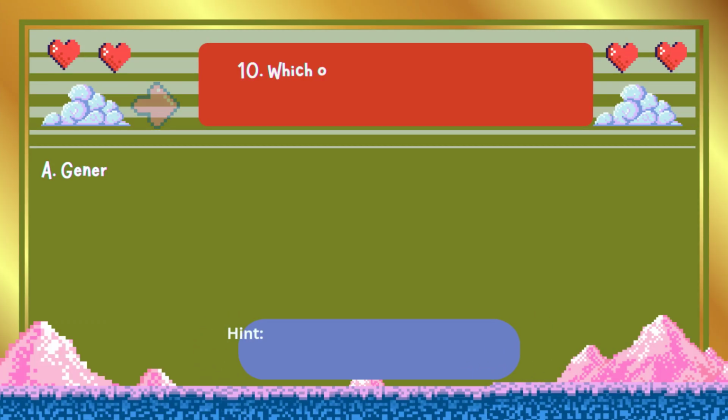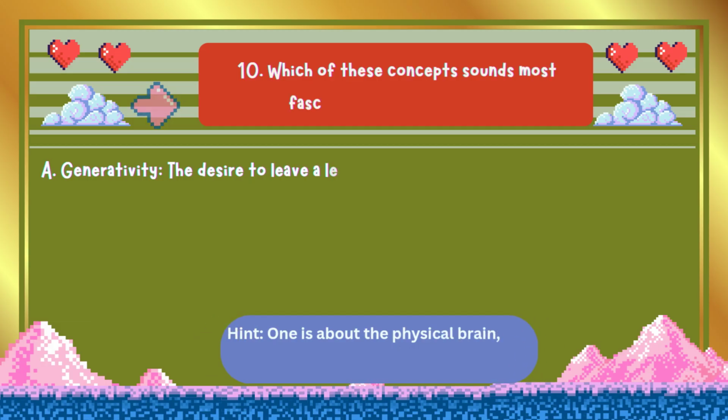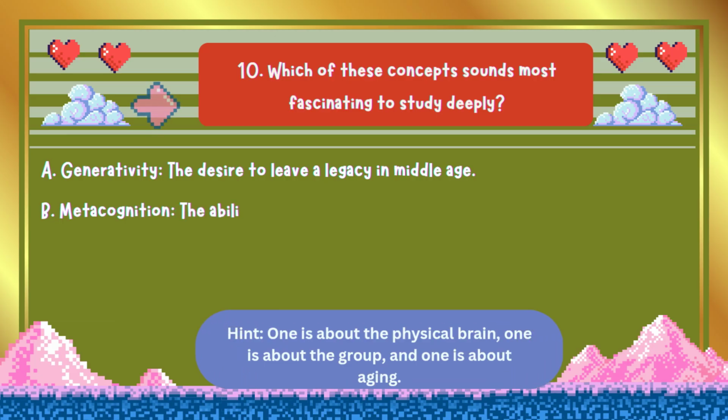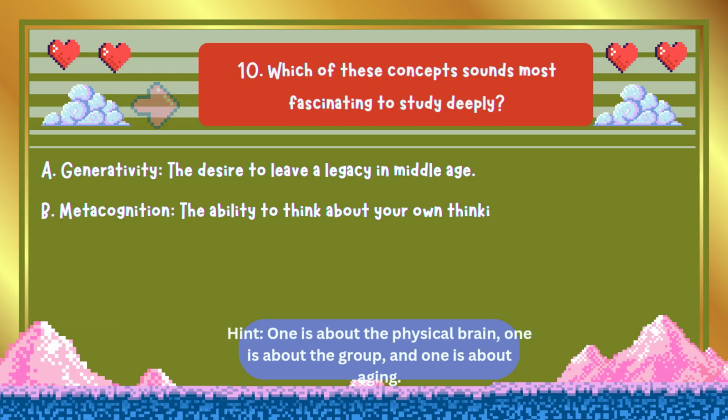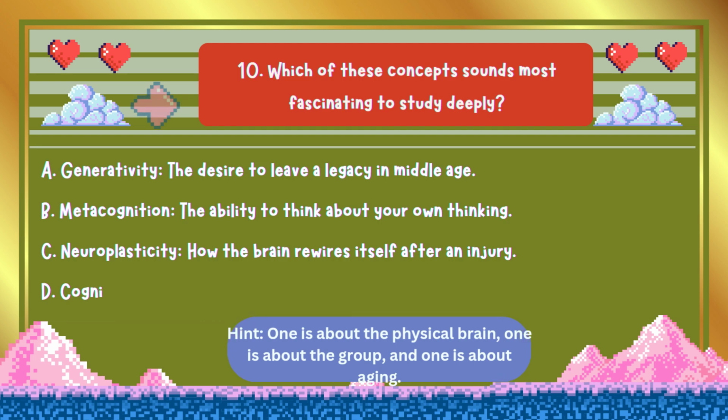10. Which of these concepts sounds most fascinating to study deeply? A. Generativity, the desire to leave a legacy in middle age. B. Metacognition, the ability to think about your own thinking. C. Neuroplasticity, how the brain rewires itself after an injury. D. Cognitive dissonance, the discomfort of having conflicting beliefs.